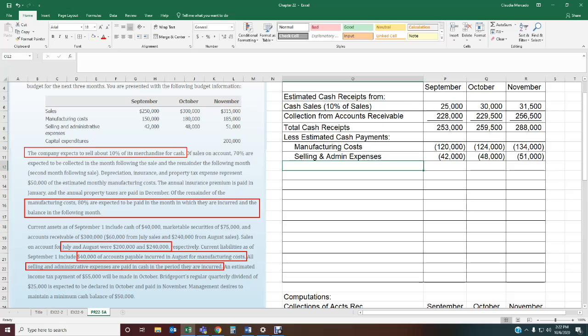Next, we have capital expenditures. We had a capital expenditure of $200,000 on November. Make sure that you put it in the correct month. Okay. Capital expenditure for November. Okay. Then we have some other items. Okay.